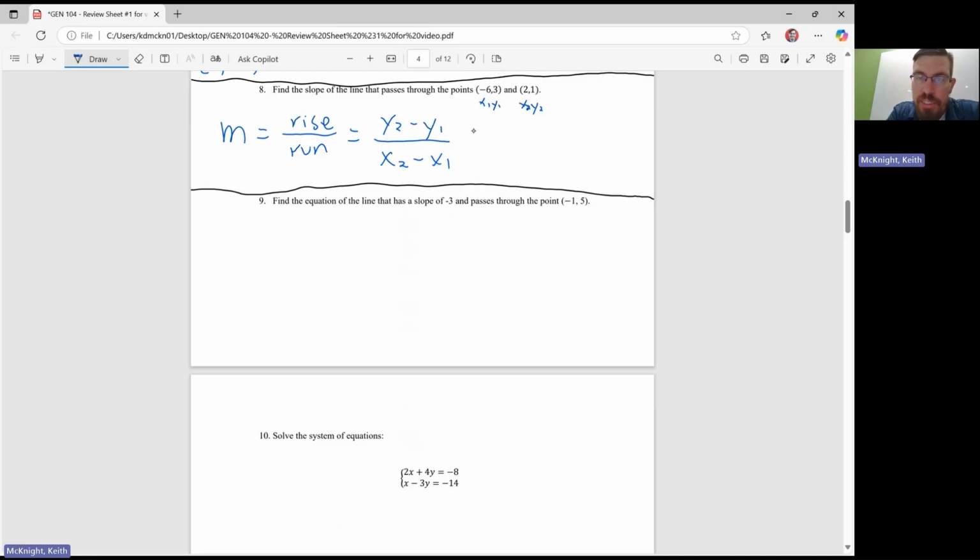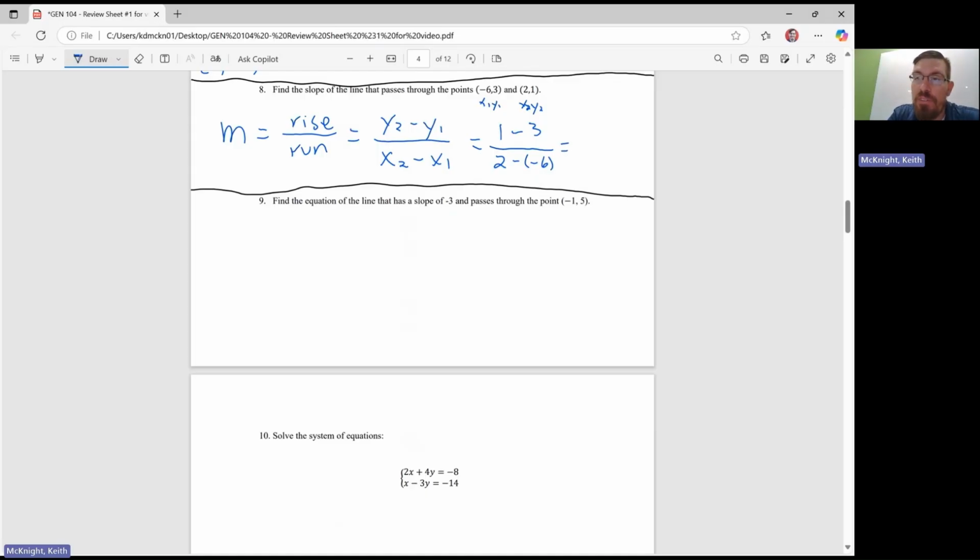So now we're going to plug these in. y2 is going to be 1 minus y1, which is 3, over x2, which is 2, minus x1, which is negative 6. Now be careful with your negatives. There are negatives built into the equation, so if I plug in a negative coordinate, I'll need to make sure to put parentheses around it because there will be a double negative. That's the common issue that people will have.